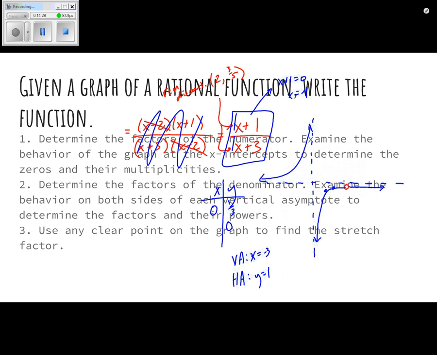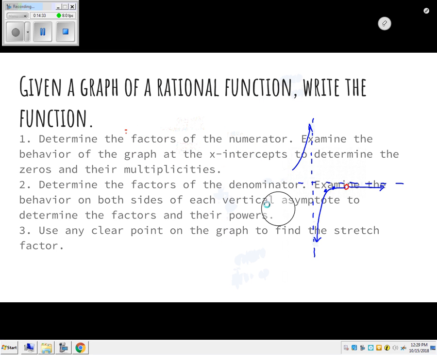Let's skip this one. I want to try these in reverse. Trying these in reverse, I'm doing a lot of the same stuff I did whenever I worked it forwards. I'm still going to find my x-intercepts from their numerator, okay? So x-intercepts come from the numerator. Make sure you check for their multiplicities, okay?